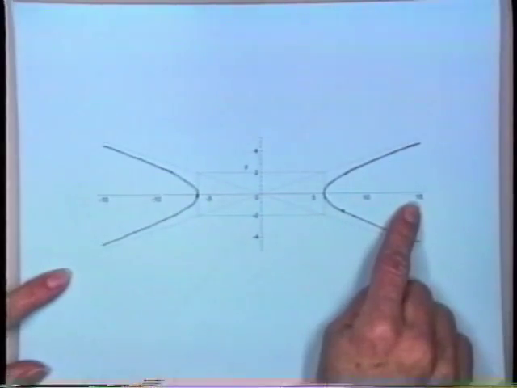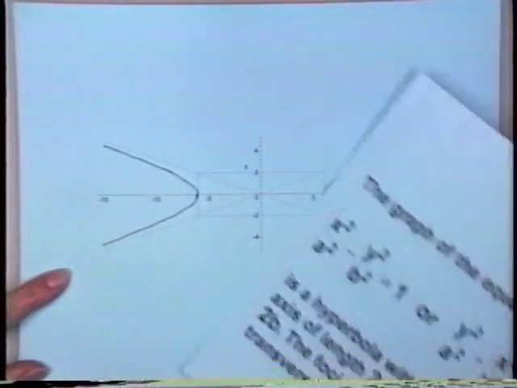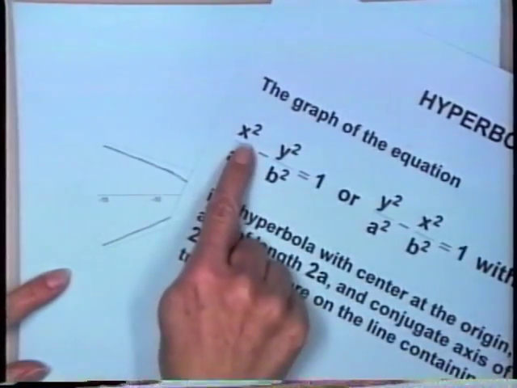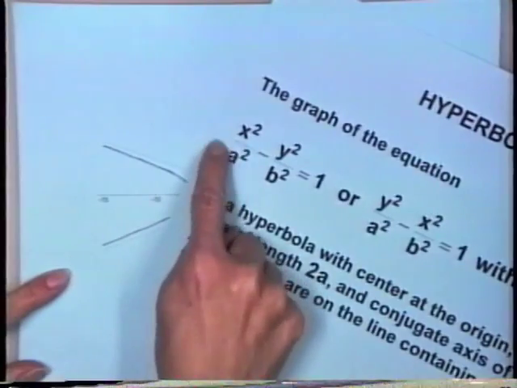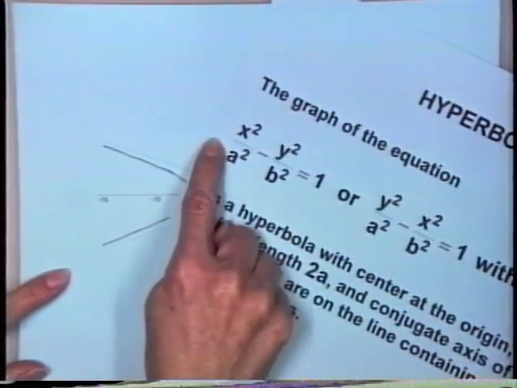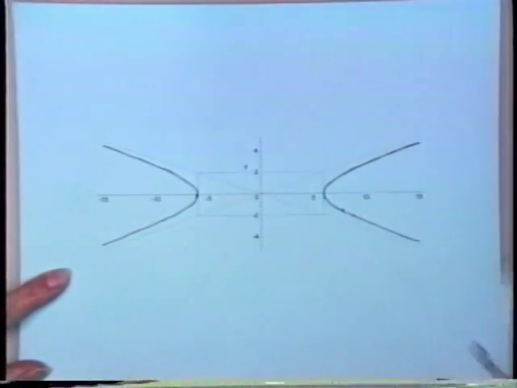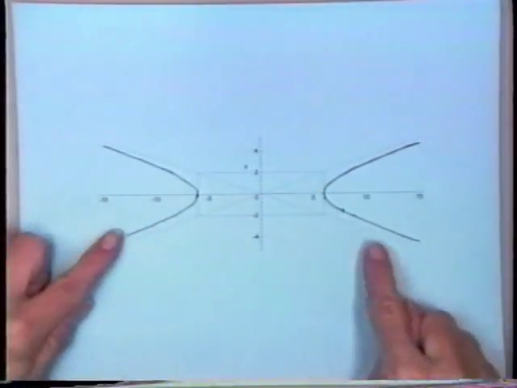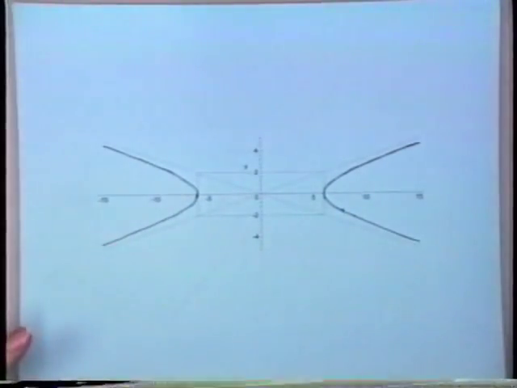Now, as far as the equation is concerned, this hyperbola would have come from an equation like this first one, where our x squared term, x squared over a squared, is our positive term. So if our positive term is the x squared, our hyperbola is going to open on the x-axis like this, from side to side, horizontally like the x-axis.